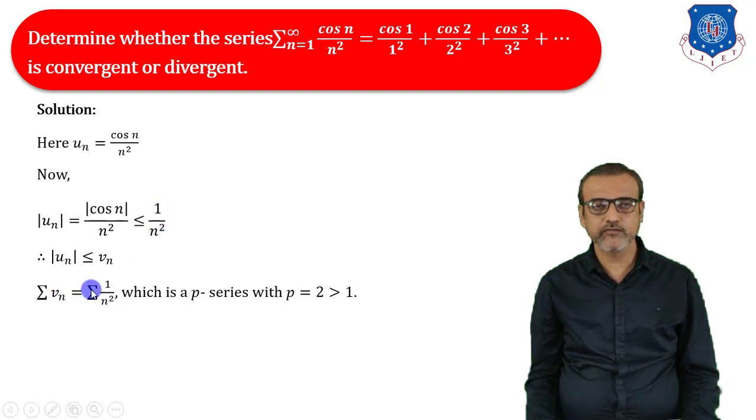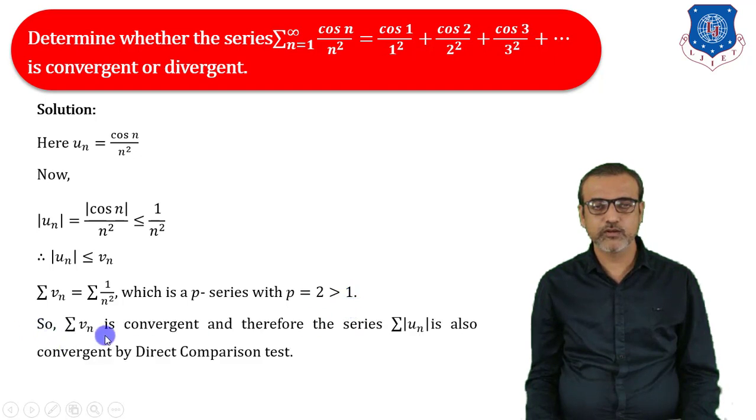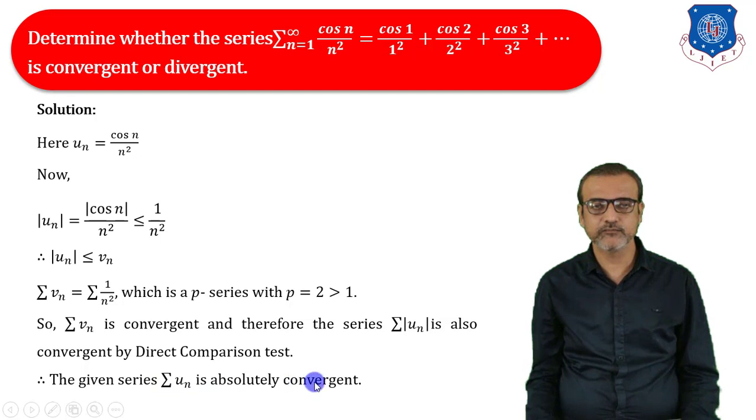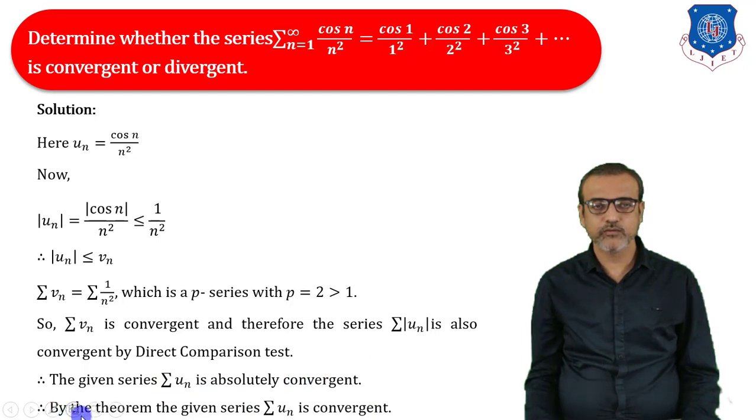Therefore sigma vn equals sigma 1 upon n square, which is a p series with p equal to 2, which is greater than 1. So sigma vn is convergent, and therefore the series sigma |un| is also convergent by the direct comparison test. Therefore the given series sigma un is absolutely convergent. Therefore, by the theorem, the given series sigma un is convergent.